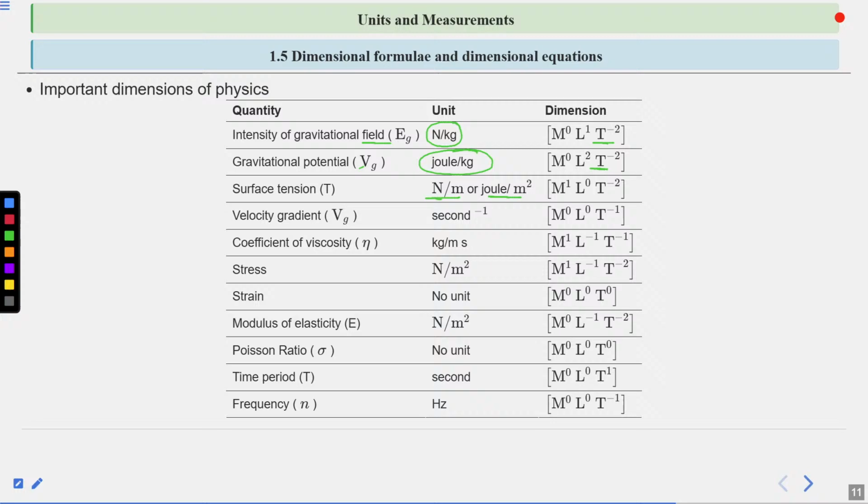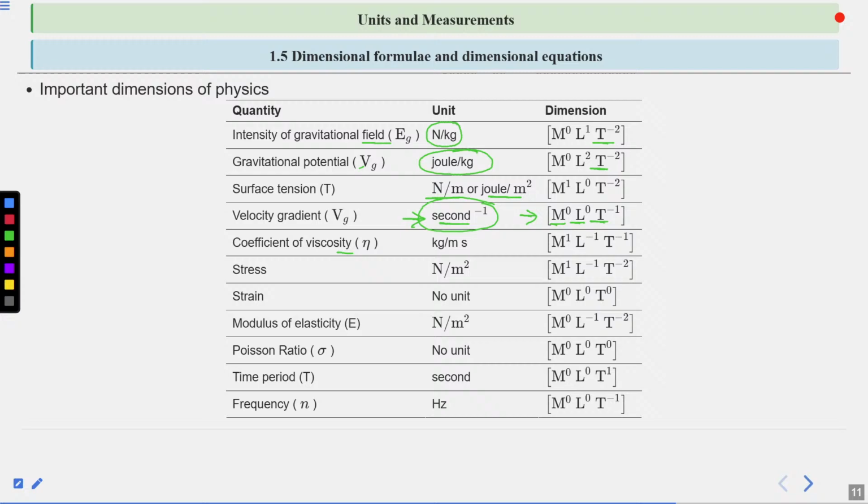Velocity gradient. Unit is per second. And the dimensional formula is M0 L0 T raised to the power minus 1. Why? Because the unit is only per second. It is independent of mass and length, and dependent on only time. That's why here M0 L0, and dependent on time, so it will be T raised to the power minus 1.